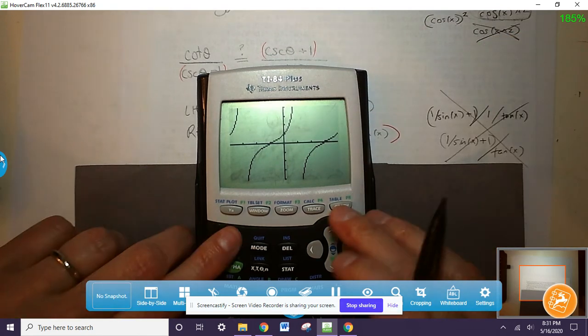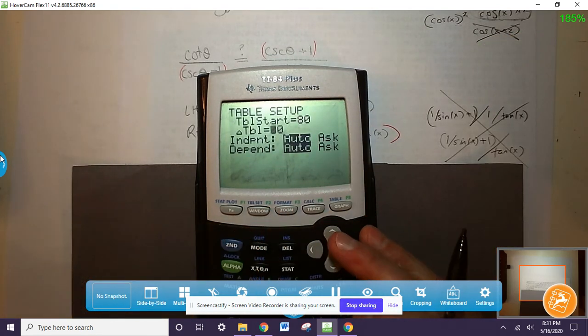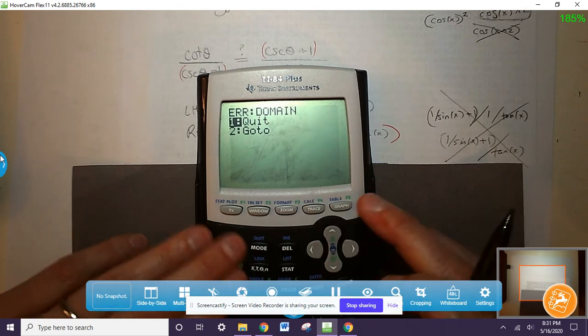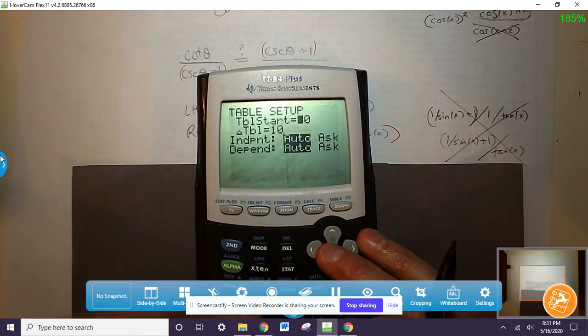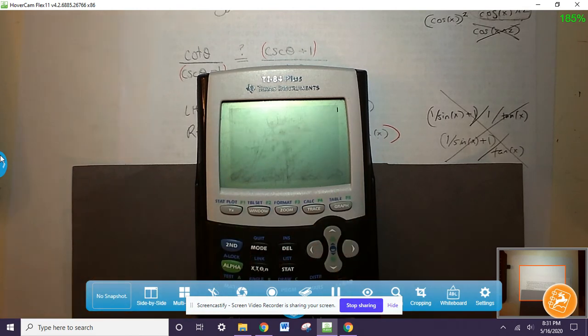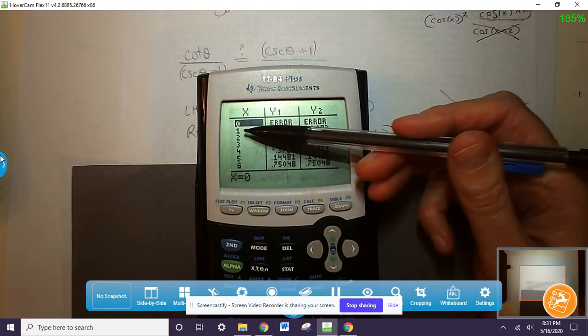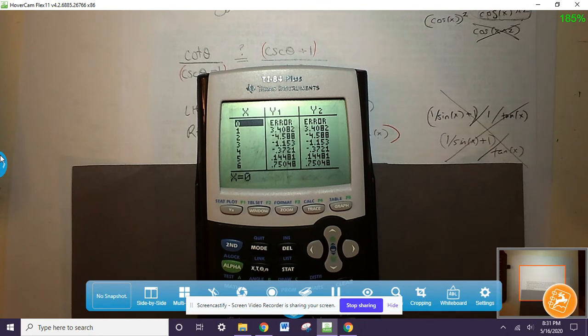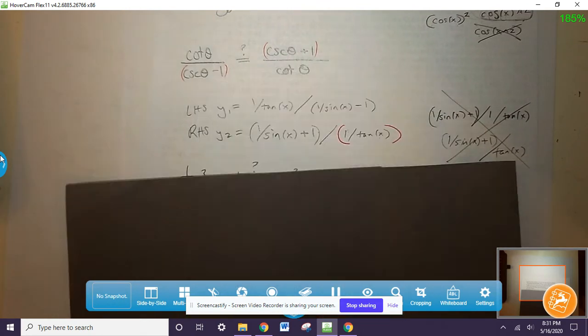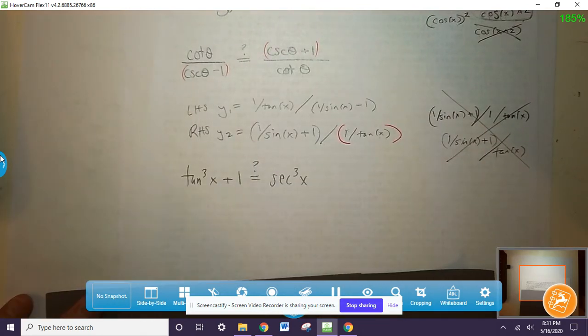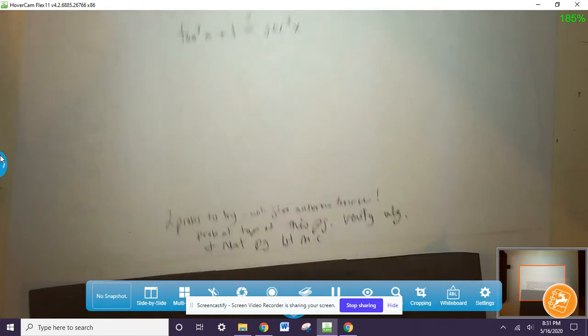And if we take a look at the table, let me reset my table to the usual. Oh, there's that error. See, that just means at 0, it's undefined. But for each x, the y values match. So it looks to me like these 2 are equivalent to each other. All right, and we're going to have a peek at one more example.